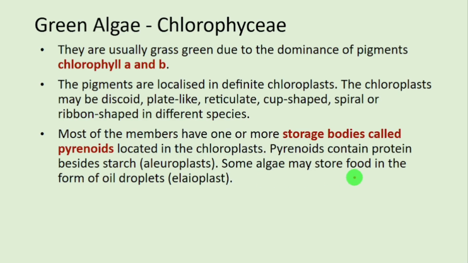Now some algae may store food in the form of oil droplets. So such structures are called elaioplast. Now this point is important. The storage bodies are called pyrenoids, and the storage bodies that contain protein are called eleuroplast. This eleuro is a hint that it is related to protein, and the structures that contain oil droplets are called elaioplast. Okay, eleuroplast, elaioplast, and in general the storage bodies are called pyrenoids.